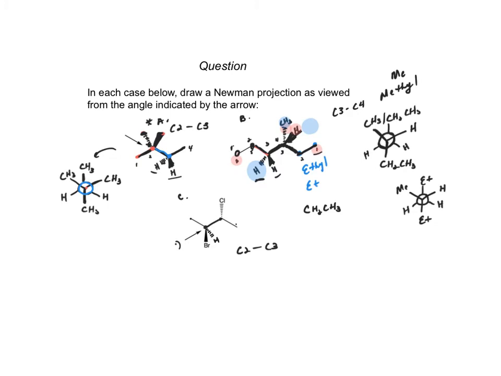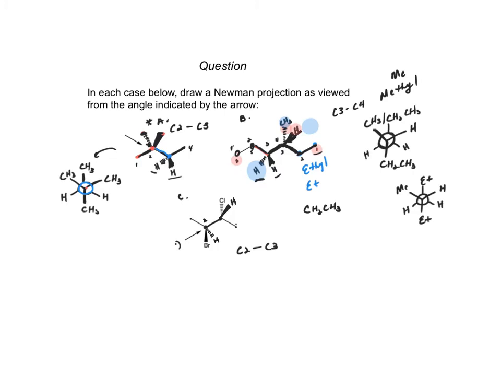This is for our C2 carbon. For C3, we've got a dash with a chlorine that's going in. We've got a bond to another carbon that's in the same plane. And so then we know that there's an implied bond coming out at us, which is a hydrogen.